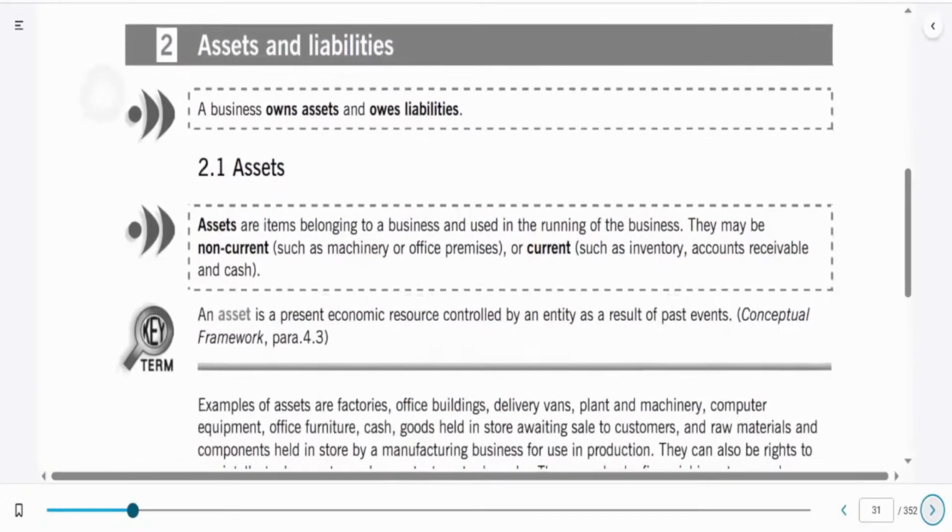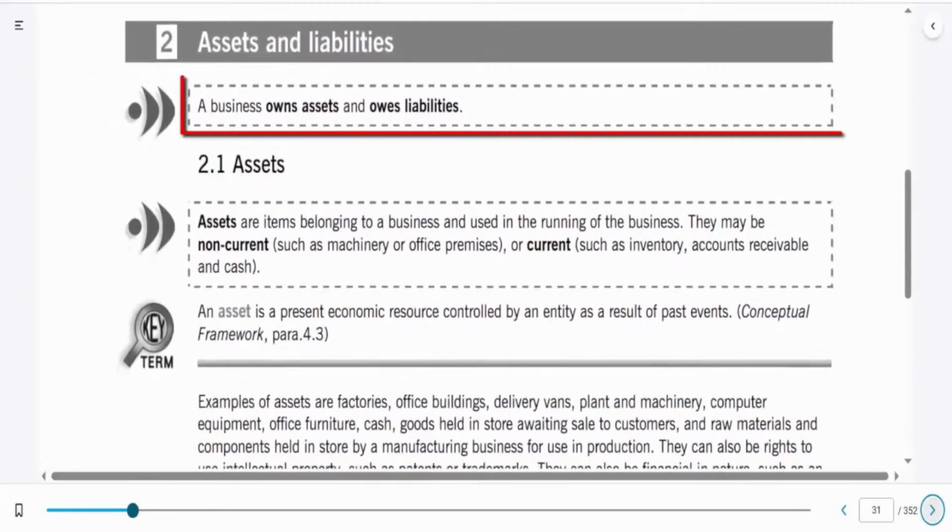All right, let's break this sentence down as if we're sitting together in a classroom. A business owns assets and owes liabilities. Let's start with the two new words here, assets and liabilities. 1. Assets. These are things that a business owns. Think of assets as anything valuable that belongs to the business and can help it make money. For example, a business might own things like cash, equipment, buildings, or vehicles. Just like you might own a phone or a computer, a business has its own valuable items too. Those are called assets.